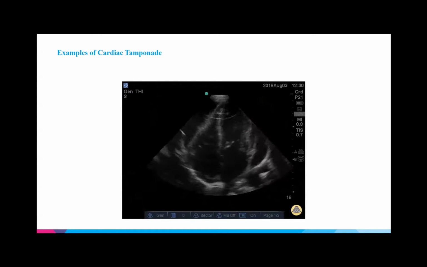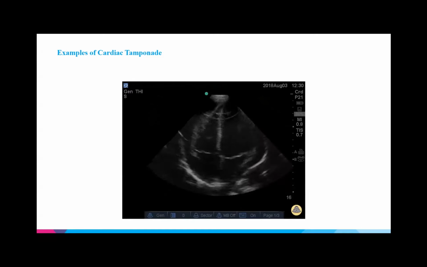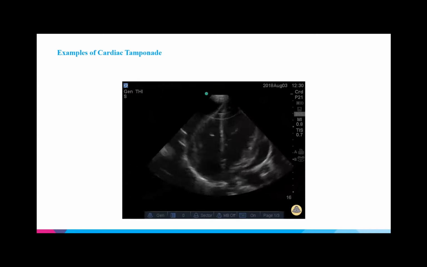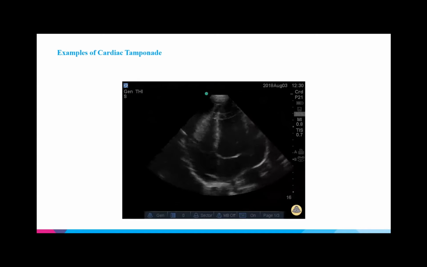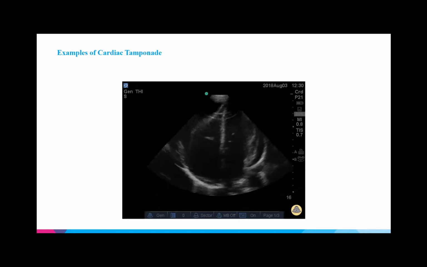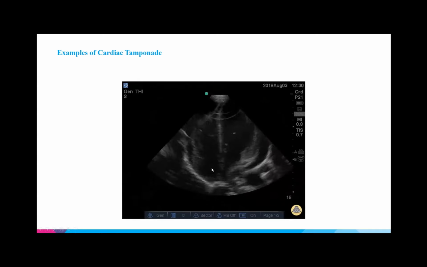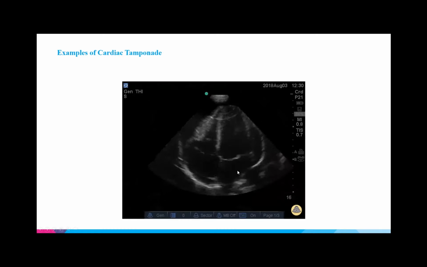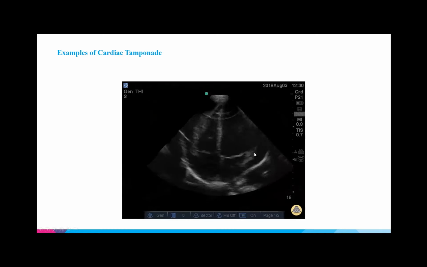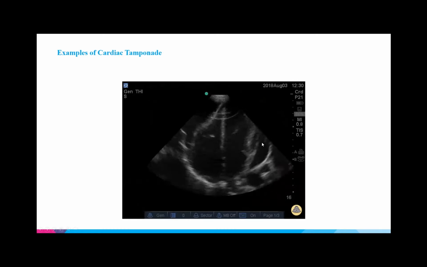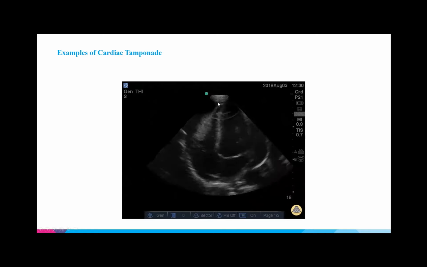I think I have a couple more views just to highlight that you can see tamponade really in all of your point of care ultrasound views. So again, this is going to be your apical 4-chamber view. You have your left ventricle here, your right ventricle here, right atrium down here, and then your left atrium here. You have a large pericardial effusion. You can see the rim around over here and here.